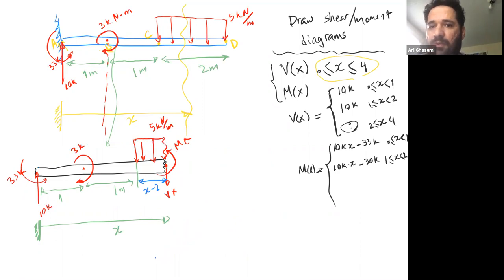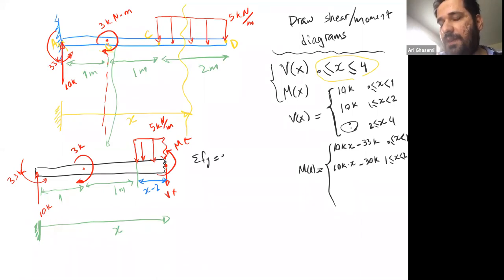So, this is my system on the left. If I write the equation, what do I get? Let's do it together, okay? Summation of forces in y is 0. Let's start from left to right. Add all the forces in the y direction. The first thing I have is 10k, so positive 10k, right? The 3k is a couple moment. It doesn't add to the forces, so you skip that. You skip the 3k, it's still a couple moment, right?